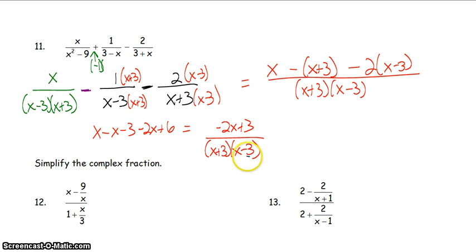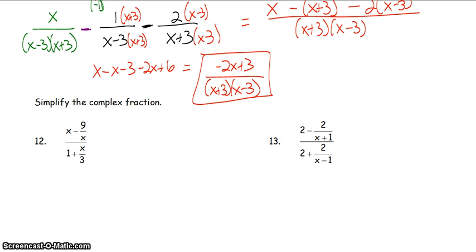You can't do anything else with the top. If you want, I guess you could take a negative out, but I'm okay with this. This is all I want. It's an expression, no f of x. You're good there. Let's do complex fractions.